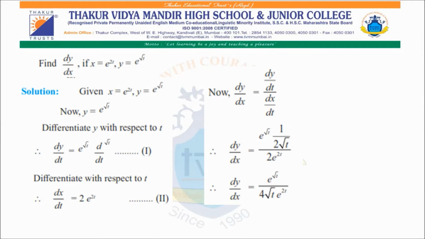See, find dy by dx if x equals e raised to 2t and y equals e raised to root t. Here x and y both are functions of t. We have to find dy by dx. So first of all we need to differentiate x and y with respect to t. Now suppose we have taken y equals e raised to root t. Differentiate y with respect to t, we get dy by dt equals derivative of e raised to x is the same e raised to x.